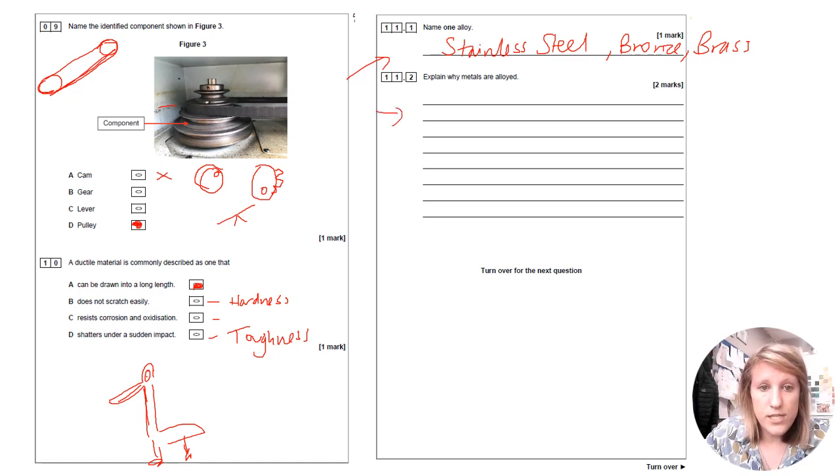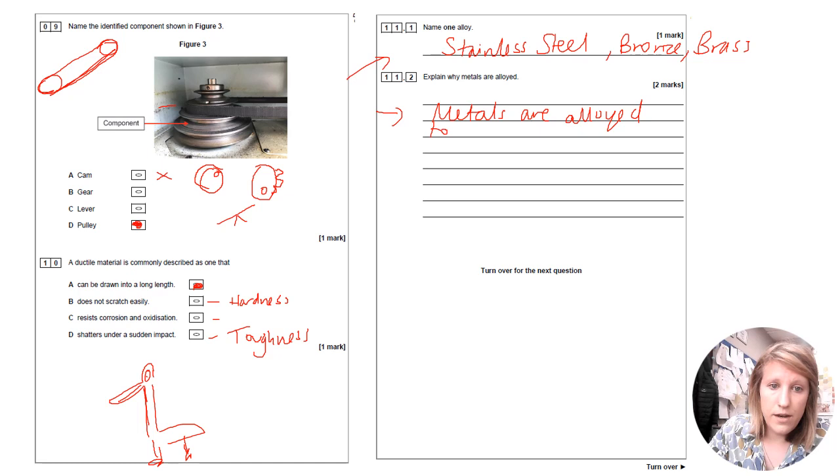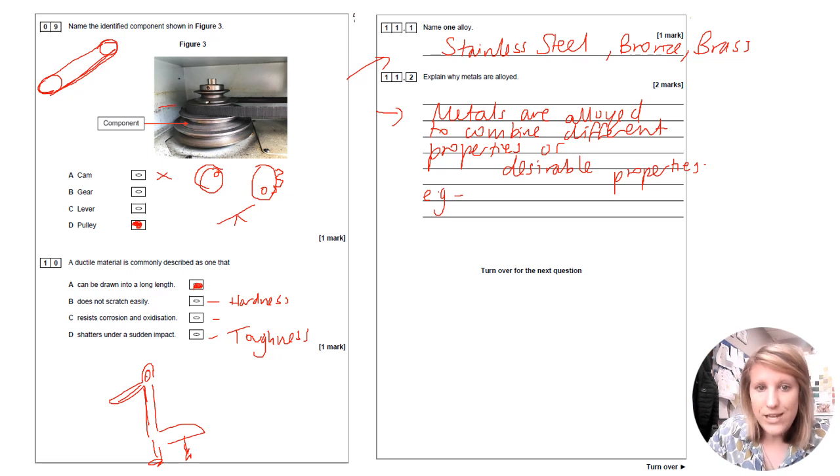This next question is explaining why metals are alloyed. Now, metals are alloyed to basically combine different properties of different materials. So they are alloyed to combine different or desirable properties. So for example, you might say, for example, e.g.